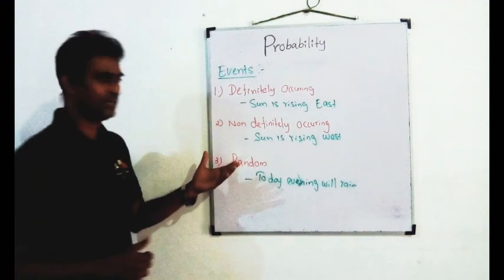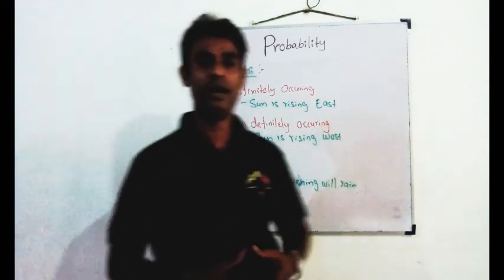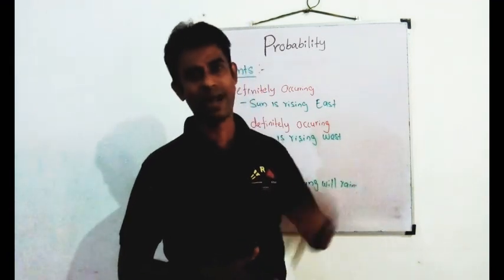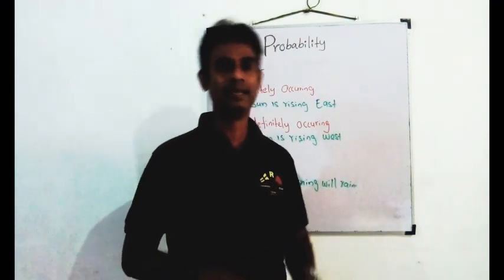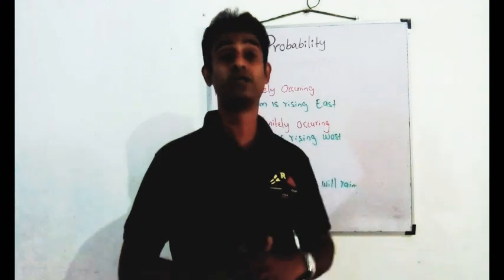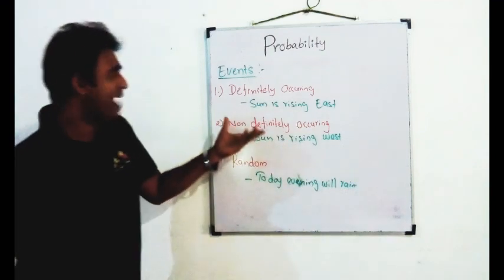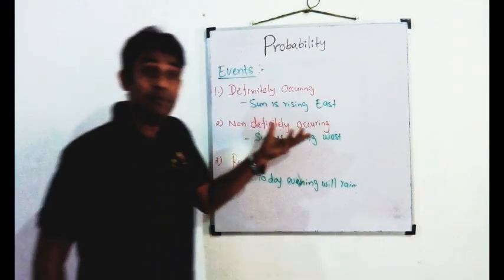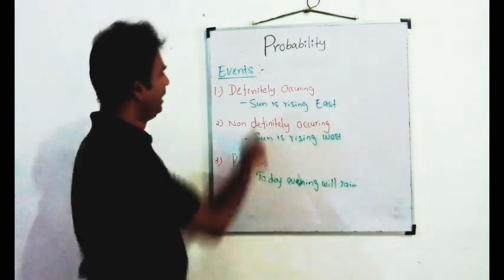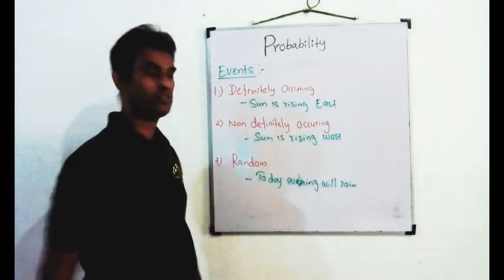Do you remember that we studied the different types of events in the surroundings? In our surroundings, we always face different types of events, right? Sunrise, moonrise, rainy weather, traveling. Different types of events we face in society or in the surrounding environment. Mathematically, we can divide these events into three categories: definitely occurring events, non-definitely occurring events, and random events.